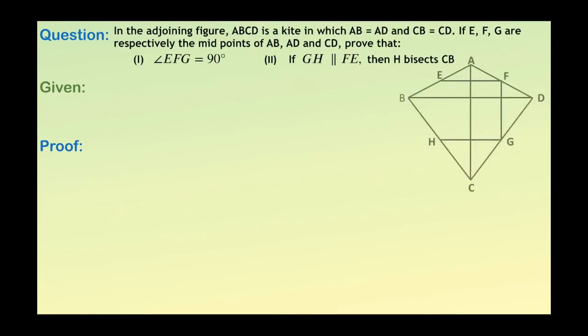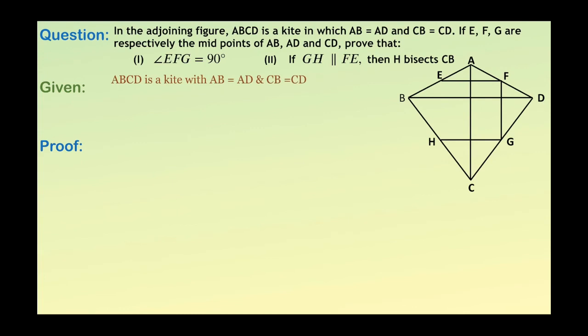One more question. It says that in the adjoining figure ABCD is a kite in which AB and AD are equal sides and CB equals CD is another pair of equal sides. If E, F and G are respectively the midpoints of AB, AD and CD, then prove first that angle EFG is 90 degrees, and in the second, one more condition is given that if GH is parallel to FE, then prove that H bisects CB.